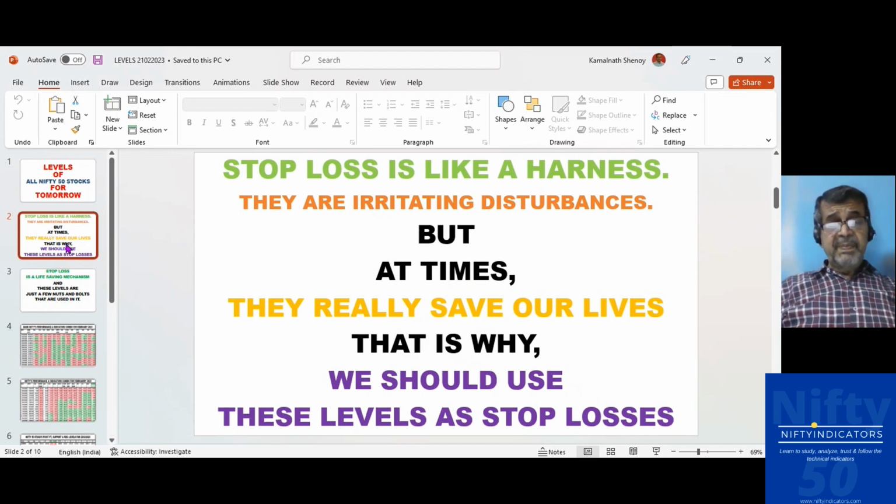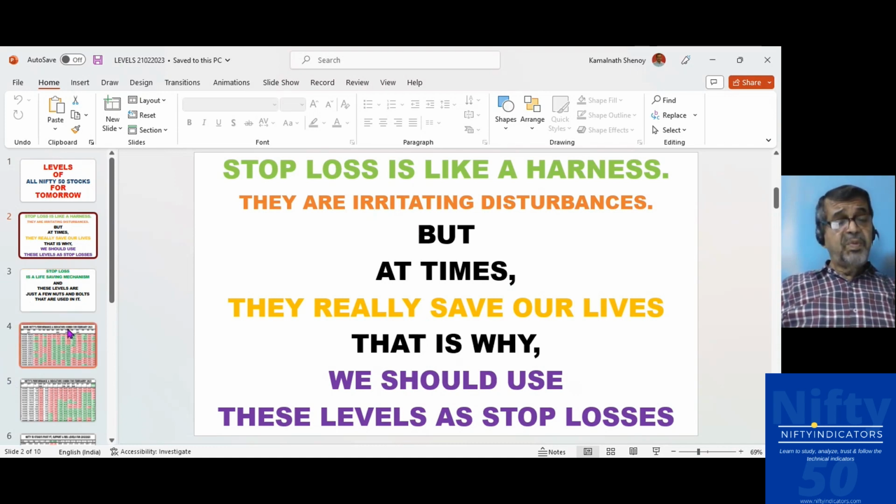Most of the people think that stop loss is an irritating issue. Yes, stop loss is irritating. It is unnecessary disturbance, but it is like a harness. A person who is working on the 20th floor, hanging outside the building, always thinks that it is an irritation. But that harness will serve him. It will help him once or twice in a lifetime maybe, but then that will save his life. That will really save us.